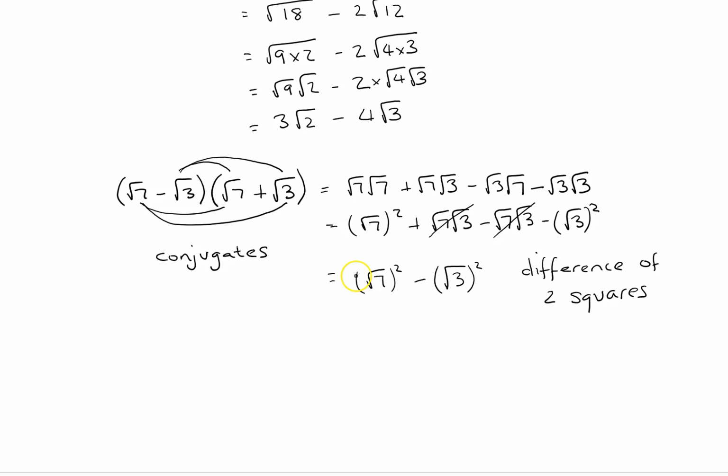And it's the first term of the brackets squared minus the second term of the brackets squared. And if we work this out, the square and the square root cancel each other out, so that becomes 7 minus 3, which is 4. And the nice thing about difference of two squares is it always yields a nice integer answer, which is very useful in our further work with surds. And you'll see it in the next video where you are rationalizing the denominator of surds.